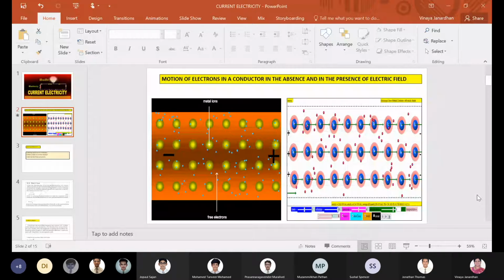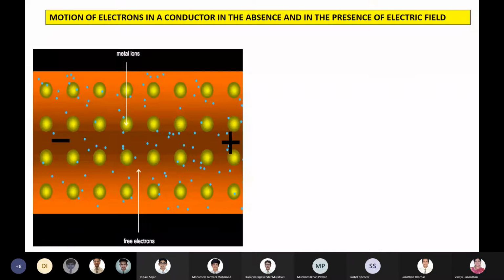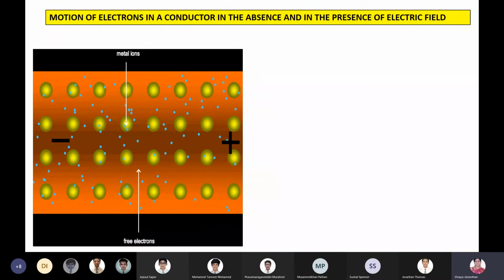Did I start with this motion of electrons? Okay. We'll start with this, boys. Now, if I take a piece of any conductor for that matter, and I'm not connecting this material to any power supply, now, current is due to the flow of free charges. The current flows because of the free charges.